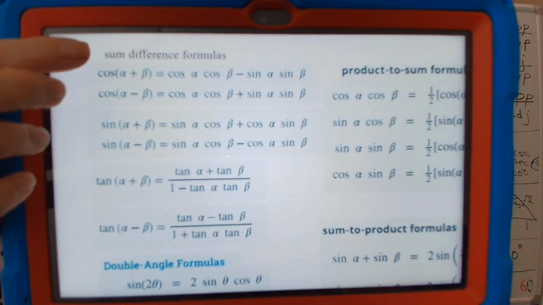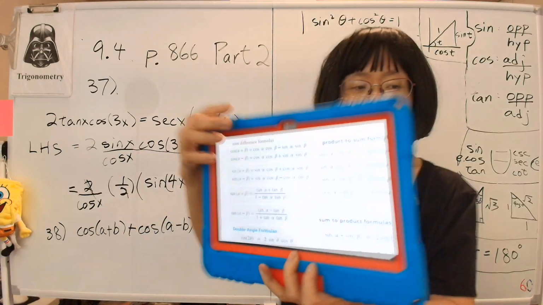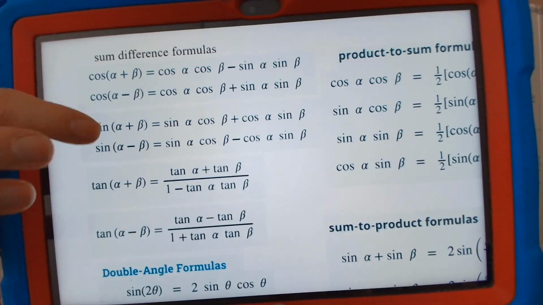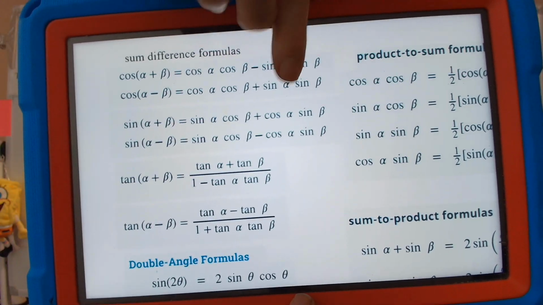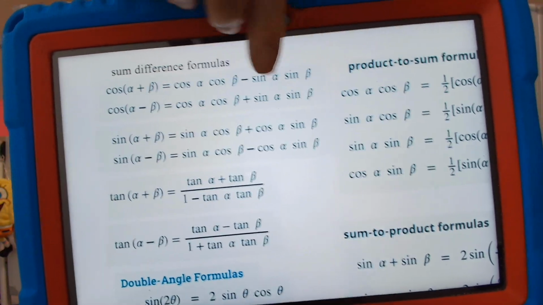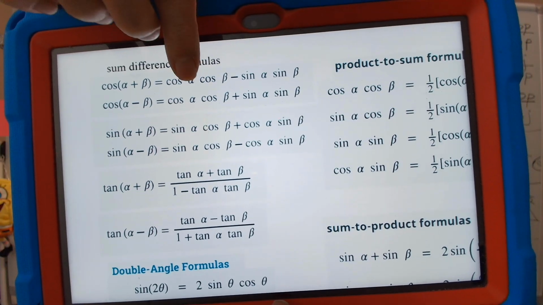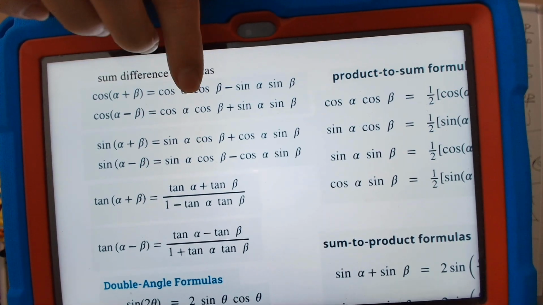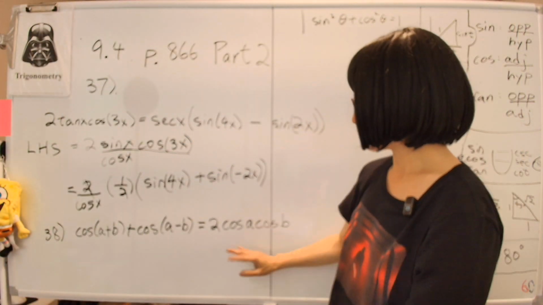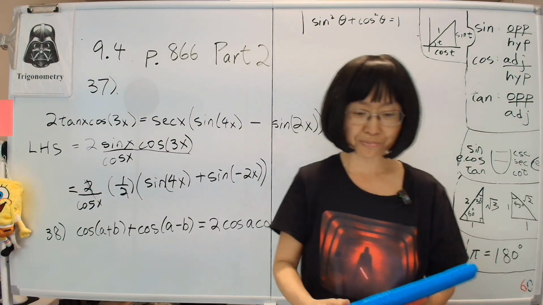So if we add, what are we doing? We're adding them. If we add these things together right here, then the sine alpha sine beta cancels out. So what we're left with is 2 times cosine alpha cosine beta. See, there's 2 of them left. That's it. That's the proof of problem 38. Next.